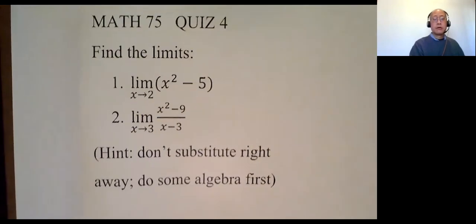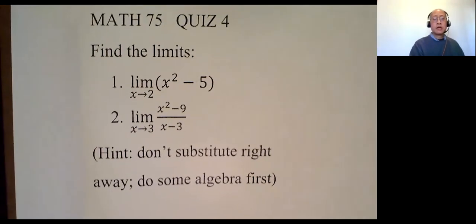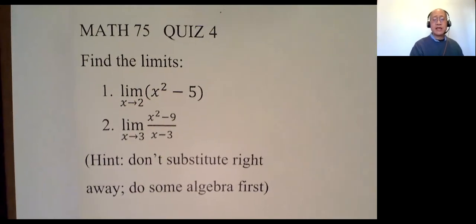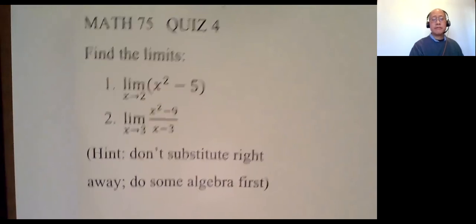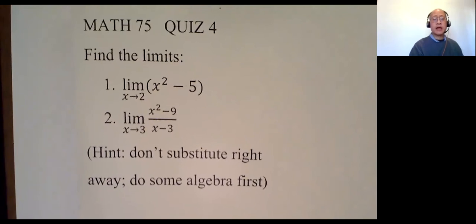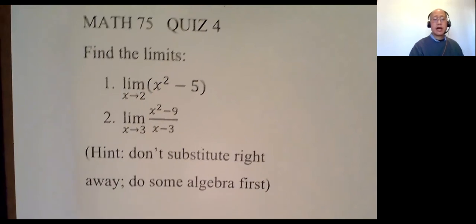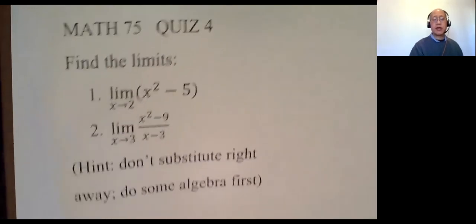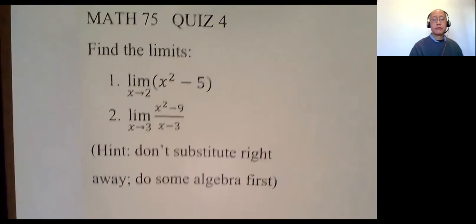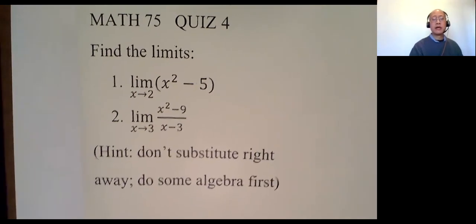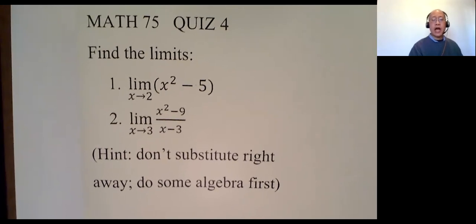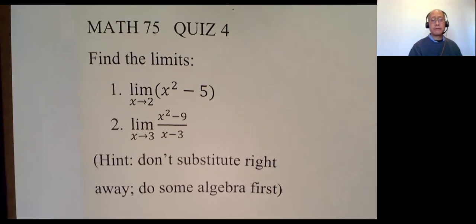All right, so here we go. Find the limits. Number 1, limit as x approaches 2 of x squared minus 5. That one is really easy. It's basically just algebra 1. Okay. Number 2, limit as x approaches 3 of x squared minus 9 divided by x minus 3. And I do give you the hint. By the way, I'm not necessarily going to give you a hint on exams, but you cannot substitute right away. Can you see why? If you plug in right away, you're going to divide by 0. So the hint for number 2 is to do some algebra first.